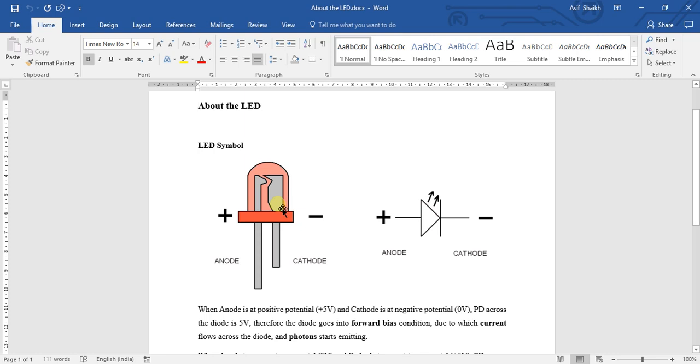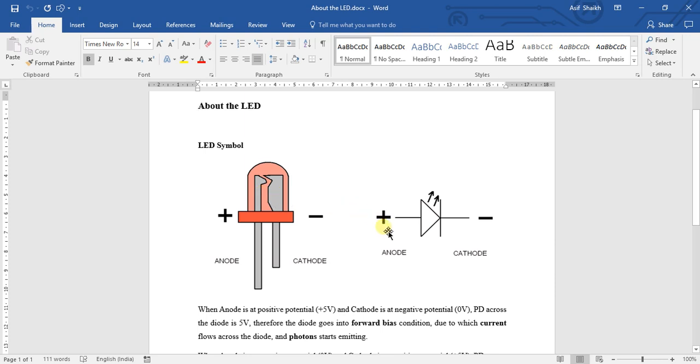Inside the LED we have two flags, one is the bigger flag and one is the smaller flag. The big flag is the cathode and the small flag is the anode. Normally people explain the LED with the terminals, but if the terminals are cut and made equal, it is difficult to understand which is anode and which is cathode. So this is an easy way of understanding which is the anode and which is the cathode, by just looking inside the LED. The bigger flag, again I repeat, is the cathode and the smaller flag is the anode.